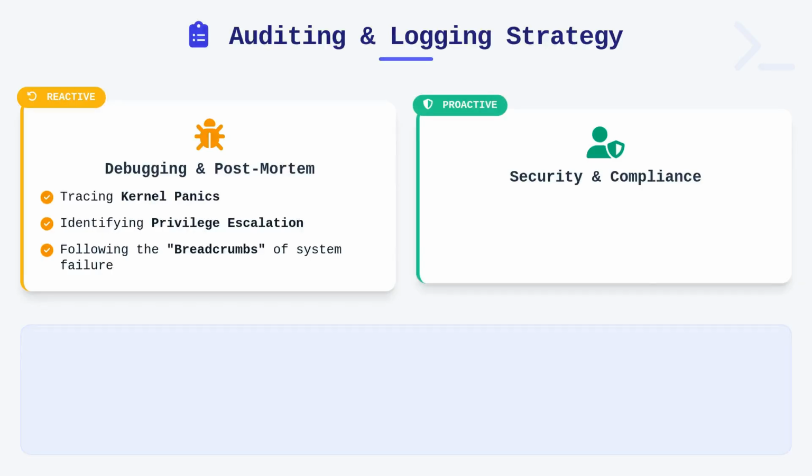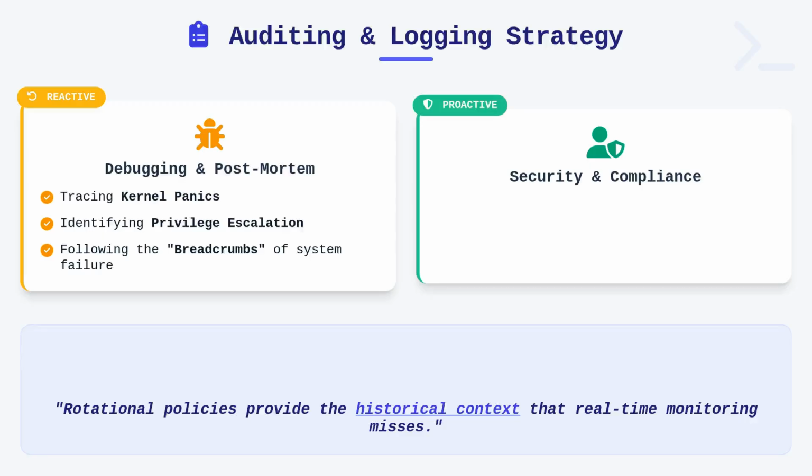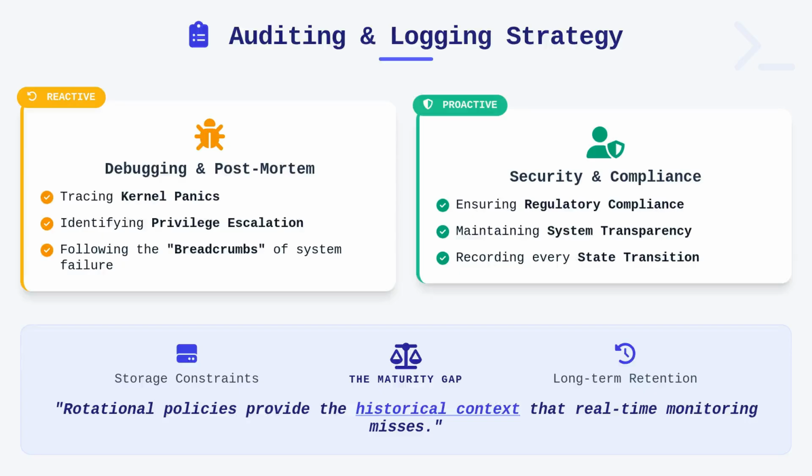Relying solely on real-time monitoring is insufficient because it does not account for the historical context provided by rotated files. Consequently, your ability to configure rotation policies that balance storage constraints with the need for long-term retention is a hallmark of a mature administrator. Effective logging enables an environment of transparency, where every significant transition in the system state is recorded and accessible for audit.